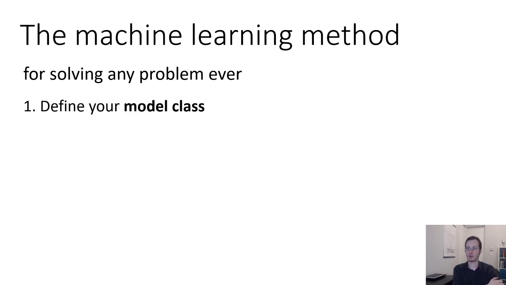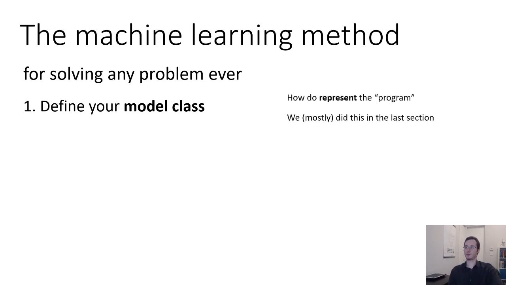So the first step is to define your model class. Essentially, how will you represent your program? And we mostly did this in the previous section. Now, there are many other model classes we might choose, many other kinds of programs. We made one particular choice, so we're kind of done with that step, but we'll talk about other choices in later lectures. By the way, when I say model class here, it refers to the set of possible programs that can be represented with your design and possible settings of the parameters, right? Because different parameter settings really lead to different input-output relationships and therefore different programs. So the set of all possible things you could represent is your model class.